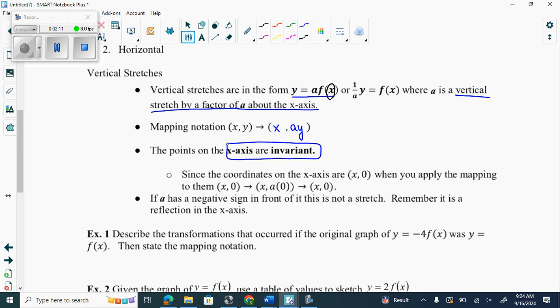This is the other thing. If a has a negative sign in front of it, it's not a stretch. Remember, it's a reflection in the x-axis. That's the key thing. There's two things happening if that a in front is negative. There's a stretch by the number and a reflection.